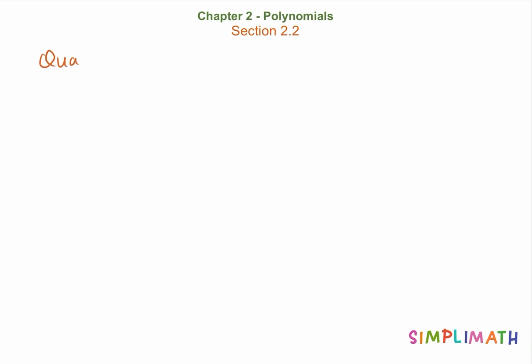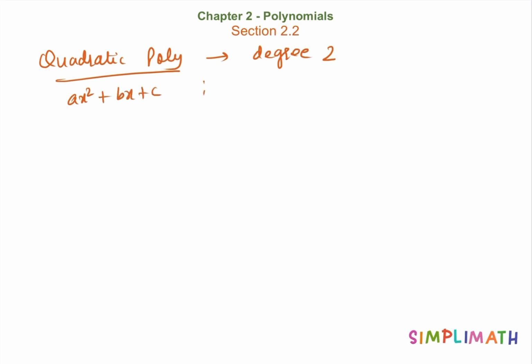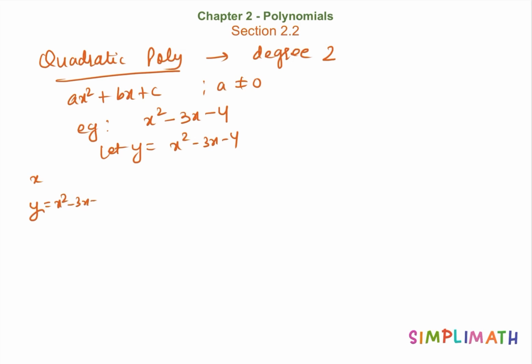Now let us come to quadratic polynomials. We know a quadratic polynomial is a polynomial whose degree is 2. It can be represented as ax square plus bx plus c, where a is not equal to 0. Now let us consider one polynomial, say x square minus 3x minus 4. Let y equal x square minus 3x minus 4. Let us try to plot these points.